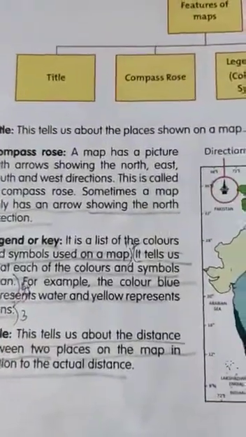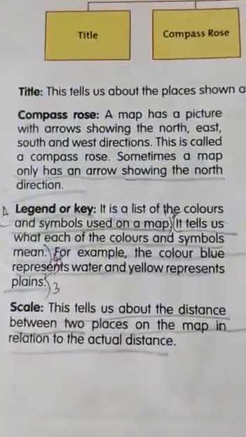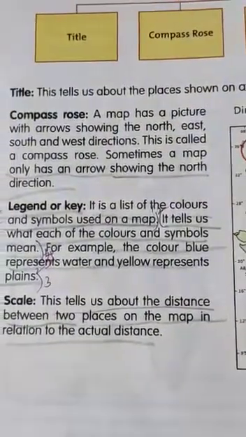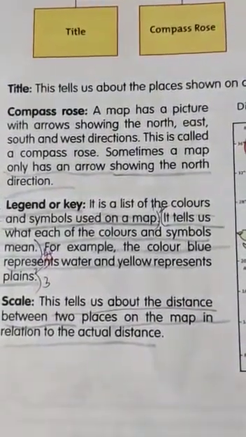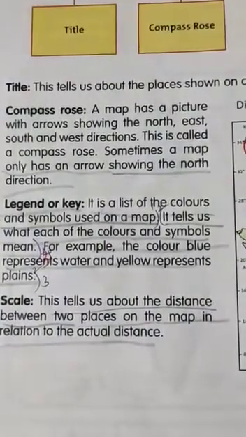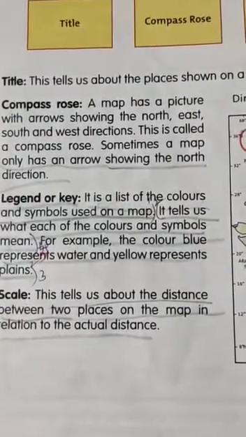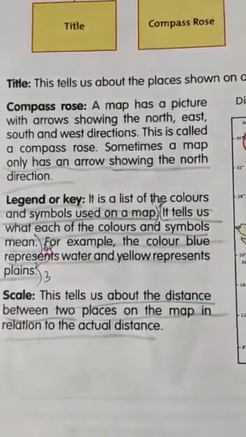Okay, you understand? Now legend or key. It is a list of the colors and symbols used on a map. It tells us what each of the colors and symbols means.